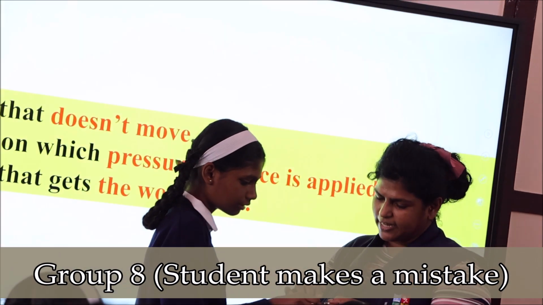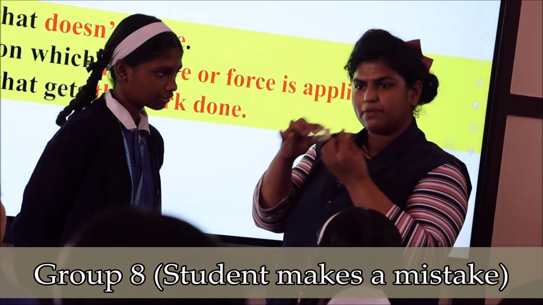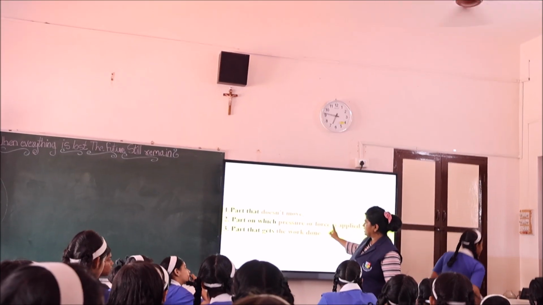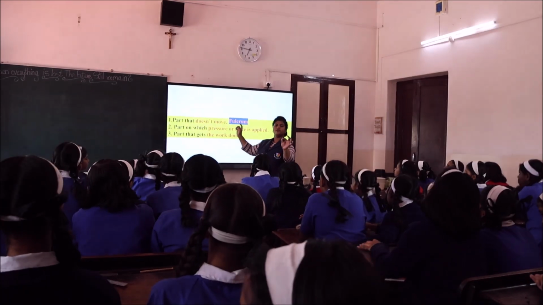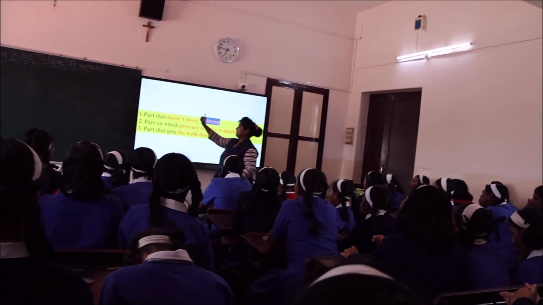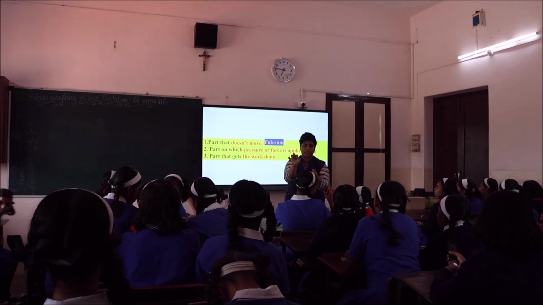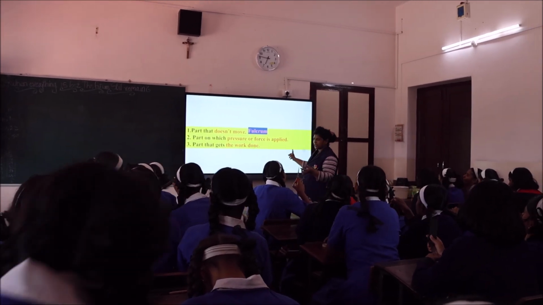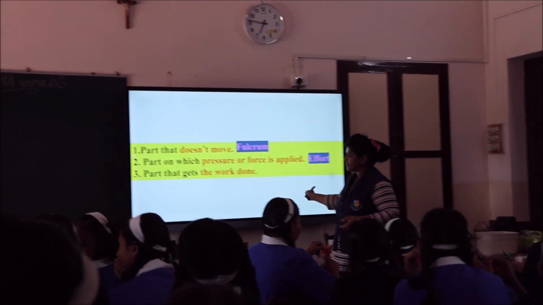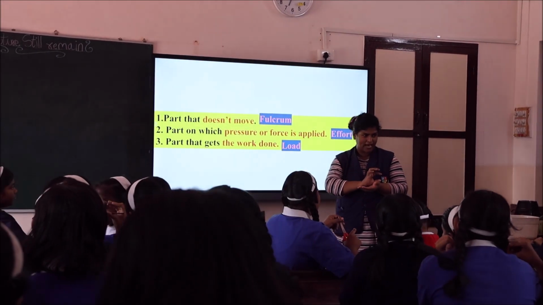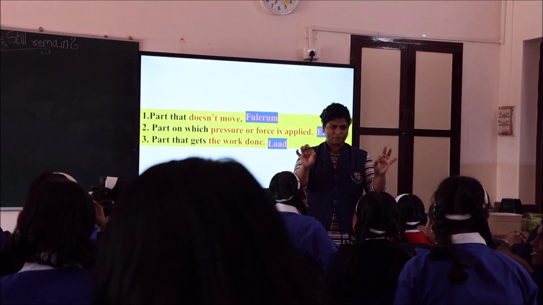This is a little tricky. I will use the picture to explain it. This is a little tricky, but I'll tell you. The part that doesn't move, we are going to give it a name called fulcrum. What are we going to name it? Fulcrum. Now, point out the fulcrum in your object. The part on which the pressure is applied is called effort. Then, the part that gets the work done is called the load. Got it? Point it out.